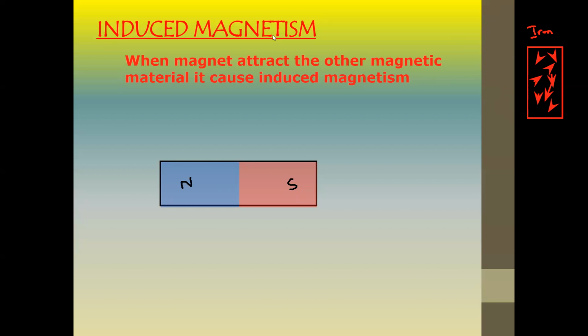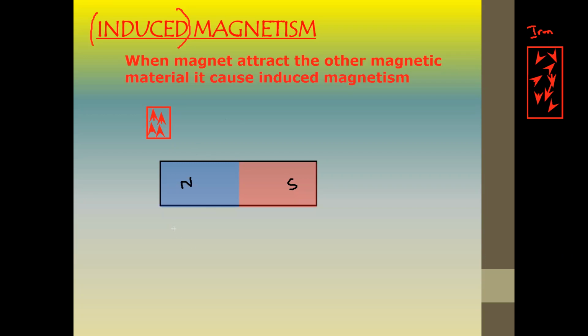But what happens when we bring this iron closer to this magnet or within the magnetic field? As a result of the magnetic field, the domains will be aligned. Originally they are not aligned, but when we bring them into a magnetic field, they are aligned. So we call that induced magnetism. It means a magnetic field is induced or forced into the iron, or a magnetic field is produced within the iron.